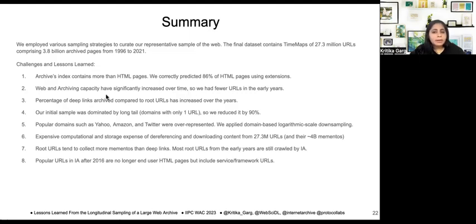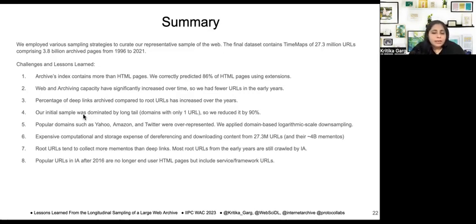Web and archiving capacity have significantly increased over time. So we had fewer URLs in the earlier years. The percentage of deep links archived compared to the root URLs has increased over the years. We also saw that our initial sample was dominated by the long tail of domains with only one URL. So we reduced it by 90% and only kept 10% of the tail.